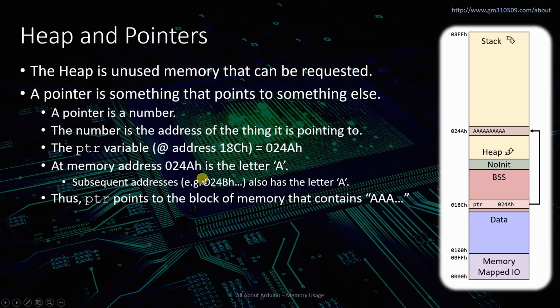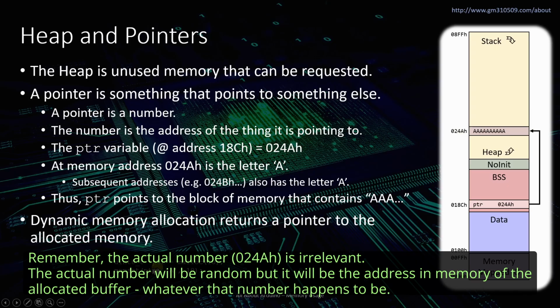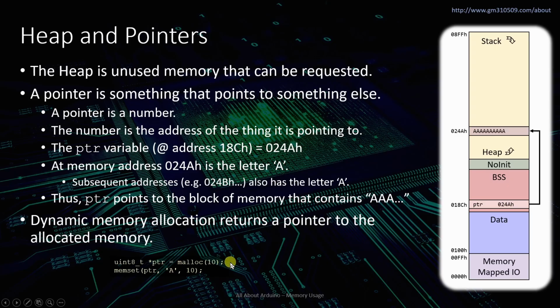So what code would we use to create that? Well, basically you could create that structure using this. So malloc 10 says, give me 10 bytes on the heap, and it returns a pointer. So it returns this number 24AH, and we assign that to the variable PTR. So PTR gets the value 24AH. Now at this point, this first line of code here just contains randomness. So there's nothing in here that's specified.